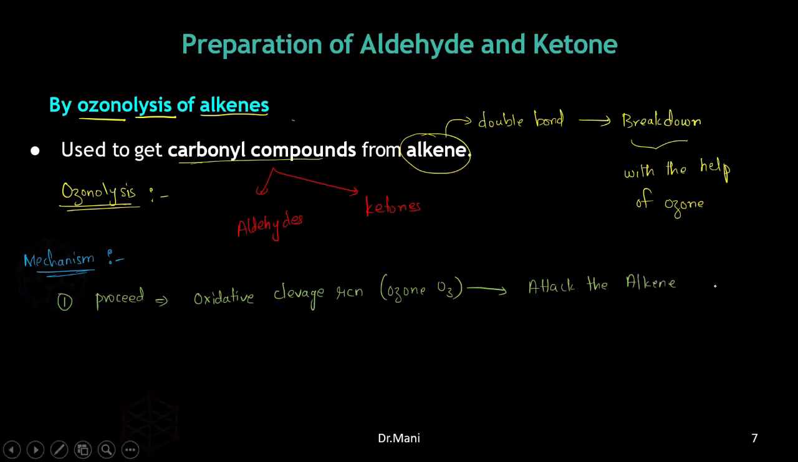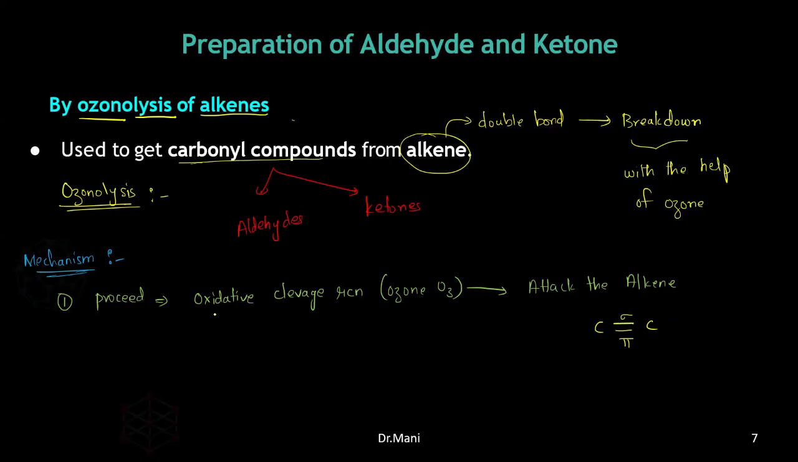So what happens here? The reaction starts with oxidative cleavage reaction. What does that mean? The ozone will attack the alkene. And what cleavage will it do? It will break down the pi bond as well as the sigma bond present between the alkenes. So we know what alkenes are. It is nothing but C double bond C. So one is the sigma bond, the other one is the pi bond. So this ozone will break down the sigma bond as well as the pi bond. So that's what it will do.